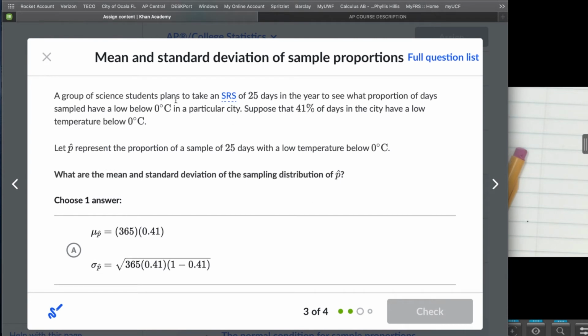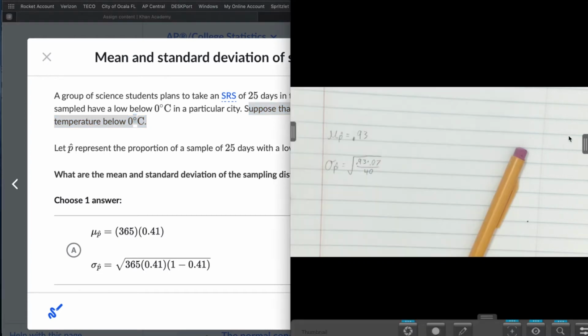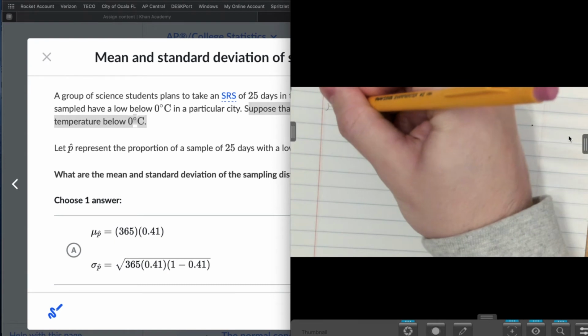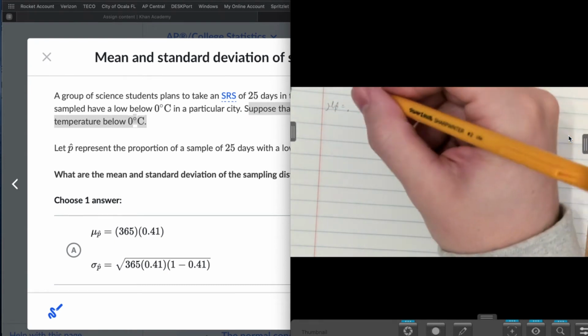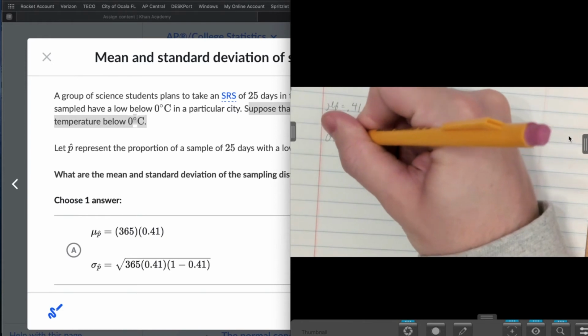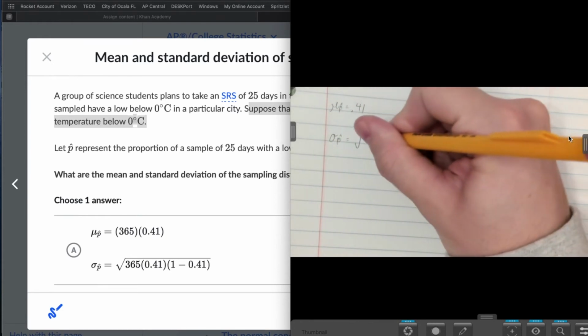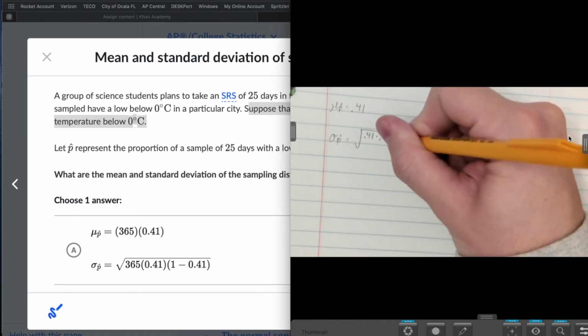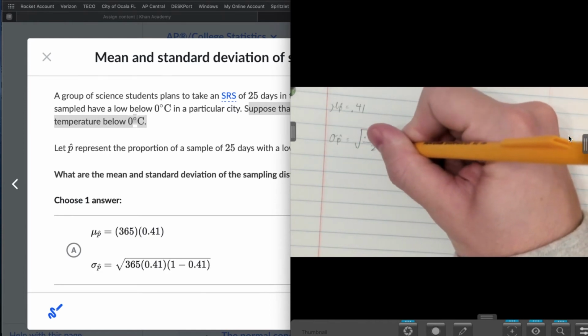All right. Going on again, a group of scientists take a simple random sample of 25 days to see what proportion have temperatures below 0. Suppose that 41% of days in the city have that. So again, they want to take a sample of 25. Suppose the true proportion is 41%. So then what will we expect our sample proportion distribution to look like? Well, its mean, again, would just be the actual proportion, which was 41%. The standard deviation would be the square root of 41% times the opposite probability, which would be 59%, all over 25, because that's the sample size.